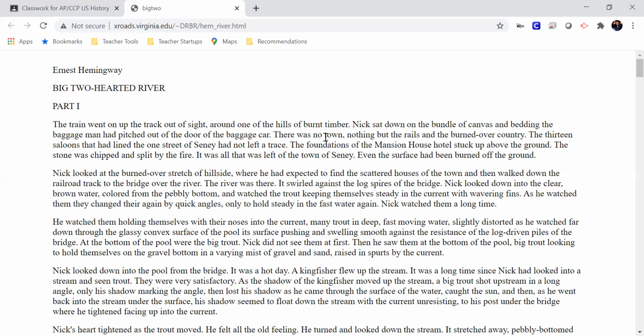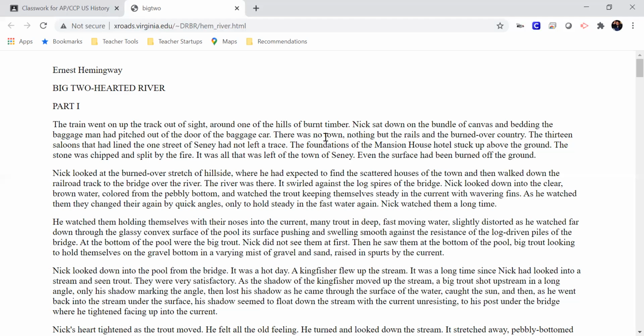He watched them holding themselves with their noses in the current, many trout in the deep, fast-moving water, slightly distorted as he watched far down through the glassy convex surfaces of the pool, its surface pushing and swelling smooth against the resistance of the log-driven piles of the bridge. At the bottom of the pool were the big trout. Nick did not see them at first. Then he saw them at the bottom of the pool, big trout looking to hold themselves on the gravel bottom in a varying mist of gravel and sand raised in spurts by the current. Nick looked down into the pool from the bridge. It was a hot day. A kingfisher flew up the stream. It was a long time since Nick had looked into the stream and seen trout.